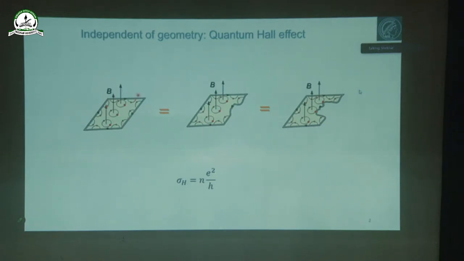For example, if we measure in a rectangular shape of material, the value will be in terms of e squared by h. And if we deform the geometry of this measuring sample, the conductivity will remain a multiple of e squared by h. If we deform it more, it still remains the same. That means this property of the quantum anomalous Hall effect is independent of the shape and geometry of the material. This is one of the best examples in a topological material which can explain the phenomenon.